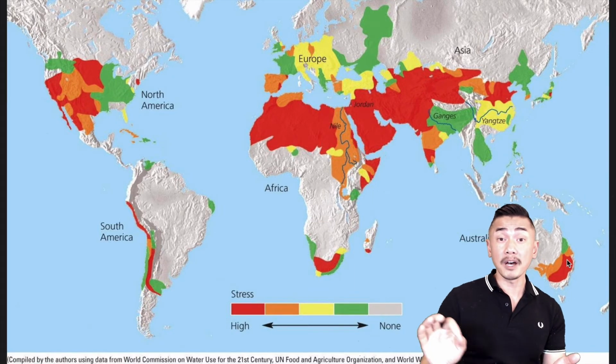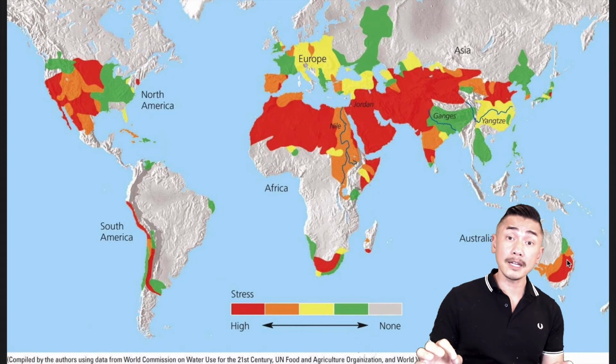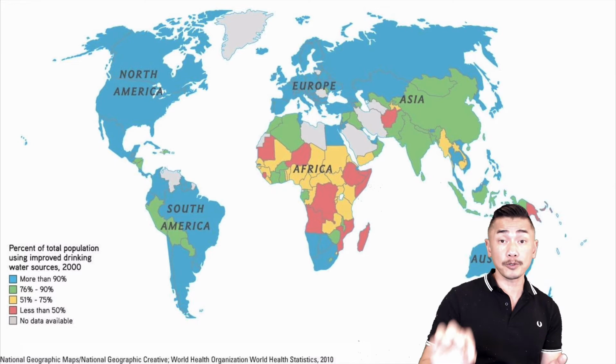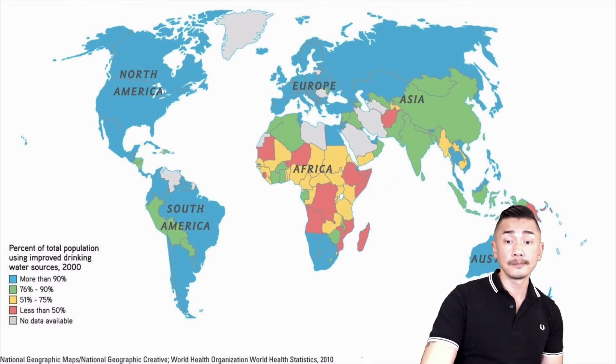This is a map of areas in the world that are likely to experience stress from shortages of fresh water. This is a map showing areas of the world where people don't have access to clean or improved drinking water sources in green, yellow, and red.